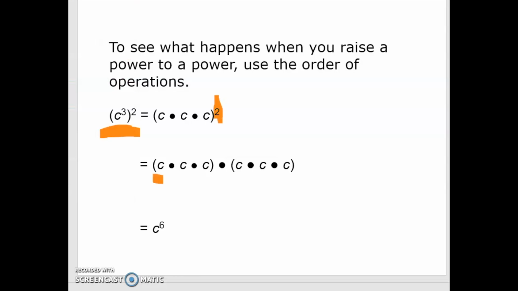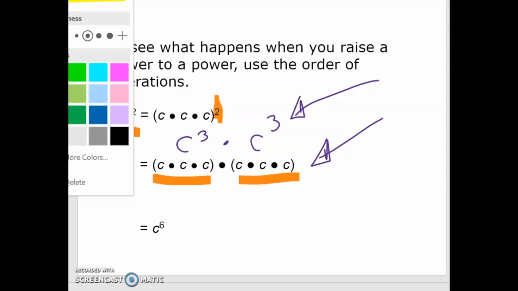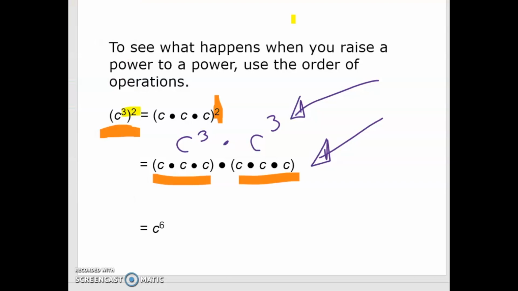So really what we've got is c times c times c, that's 1 time, and c times c times c, that's 2 times, or c to the 3rd times c to the 3rd. Just another way of writing it. So we can see when we write it in expanded form that there are 6 c's being multiplied together. Or if we think back to the last video, we have the same base, we could add our exponents. Now some of you might already be picking up on the shortcut here. So when we have a power to a power, 3 times 2 gives us 6.